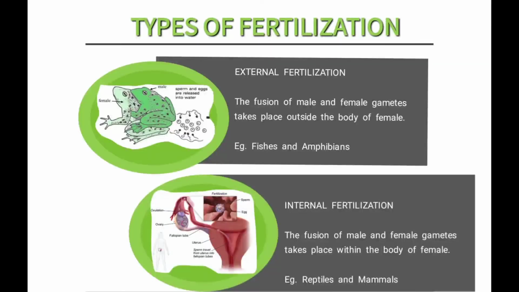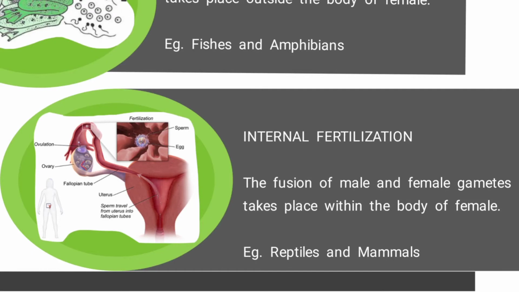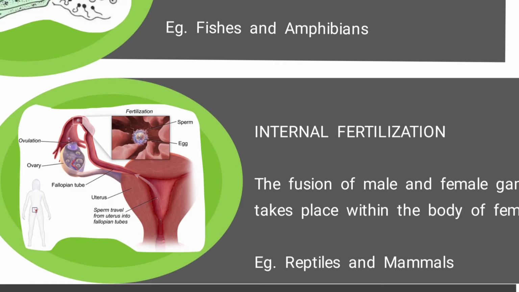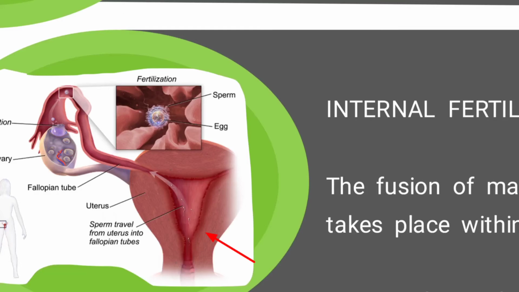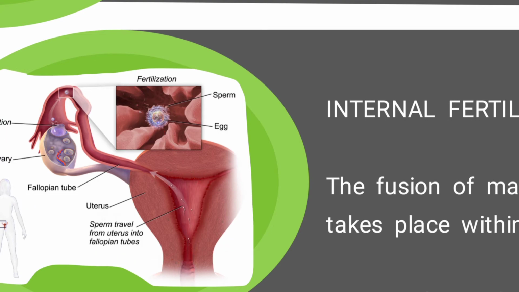So the next method, internal, will be just the opposite of the external. Internal means it takes place inside the body of the female. I have given the example of human beings. For human beings, the fertilization takes place inside the body of the female. See the diagram. The sperm enters the female reproductive part and goes and reaches the egg which is already present inside, and it will fuse with the egg in the fallopian tube, anywhere in the fallopian tube. So this is the fertilization process that is happening. All these processes, the fusion of egg and sperm, occur inside the body of the female. So this is what is termed internal fertilization.